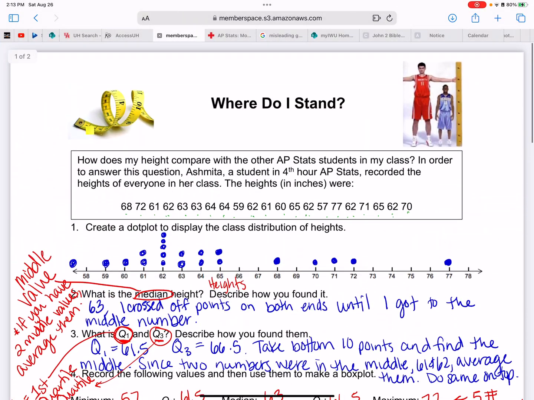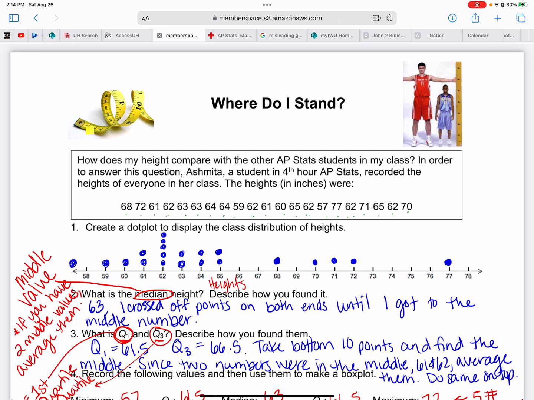Okay, today our lab includes Where Do I Stand, and what it does is it has you ask, how does your height compare with all the other AP Stats students in my class? So in order to answer this question, what we did is we took a student in the 4th period of AP Stats and recorded the heights of everyone in her class. And here are the heights.